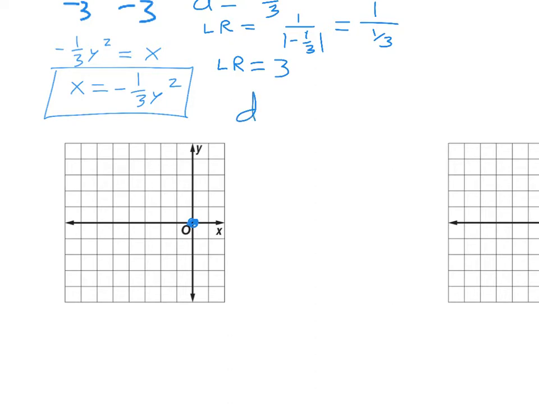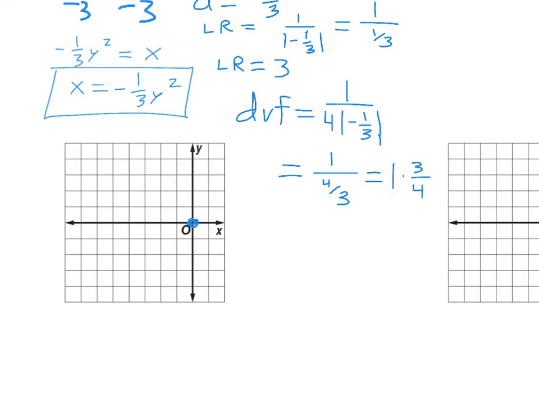So dVF, that means distance from vertex to focus. dVF is 1 over 4a. So the dVF is 1 over, and then 4 times 1/3 is 4/3. And to divide by a fraction, you flip and you multiply. So the distance from the vertex to the focus is 3/4.